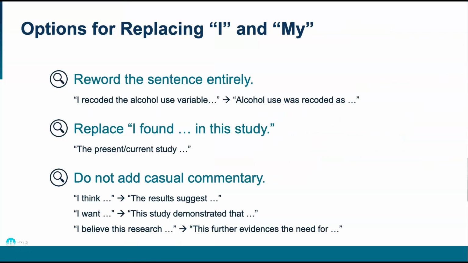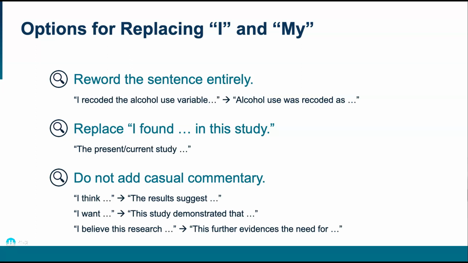And then, of course, you do have some good options for replacing I and my. This can be found throughout the draft, not only in your literature review, but maybe inside a methods section or a results section or a discussion section. So you could reword the sentence entirely. "I recoded the alcohol use variable" becomes "alcohol use was recoded as," again, taking the personalization out of it. Or you could replace "I found blah, blah, blah in this study" with "the present or current study found this."